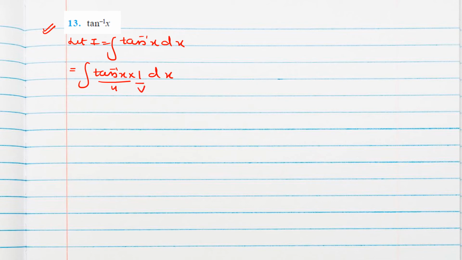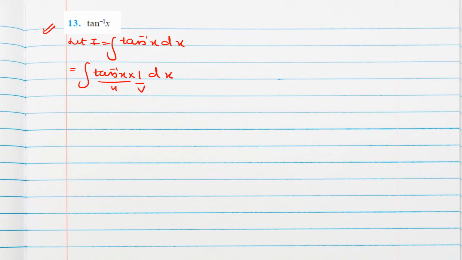Integral of tan inverse x. This is a special type of question where you can consider the second function as 1. First, let the integral be I. Tan inverse x dx, so this integral we can write as tan inverse x into 1. This will be our u and this is v.